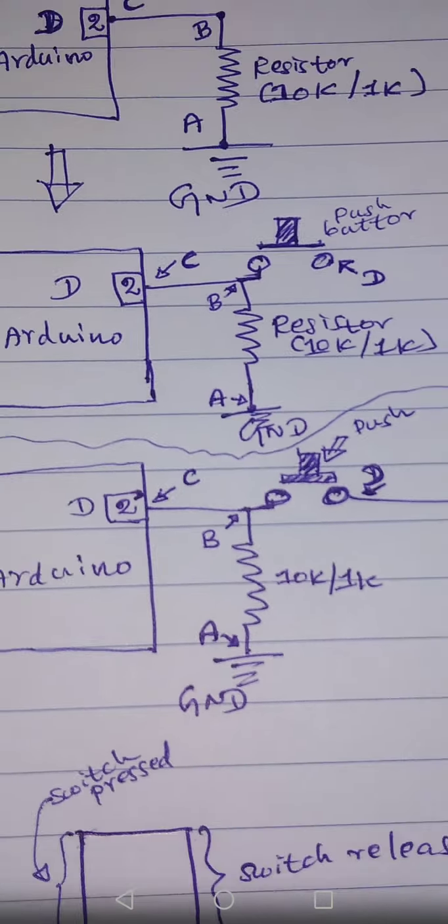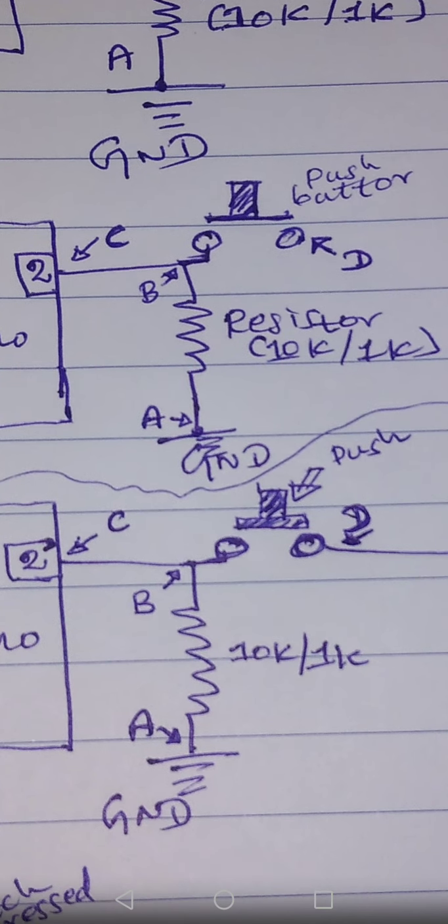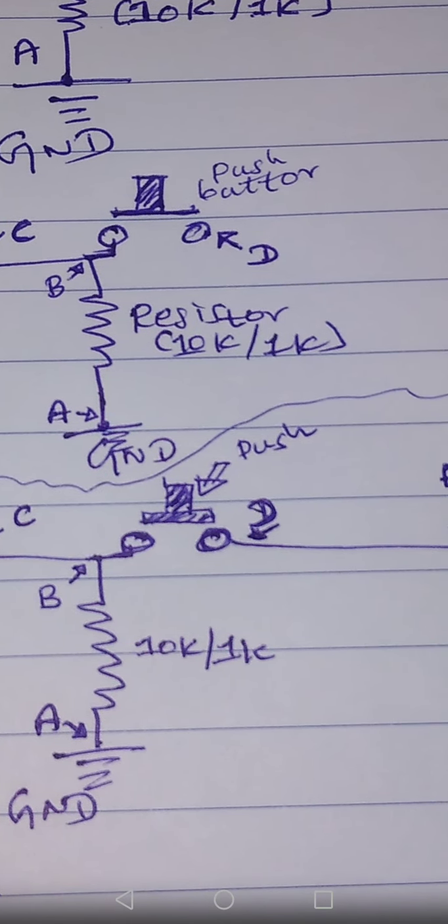Then we have a push button that is also at point B. Now you can see B is like a T junction. 3 things are connected at point B: the Arduino's pin, one side of the resistor whose other side is going to ground, and also one side of the push button. The push button is open. Then we bring a wire from the push button's other terminal and connect it to the Arduino's +5.